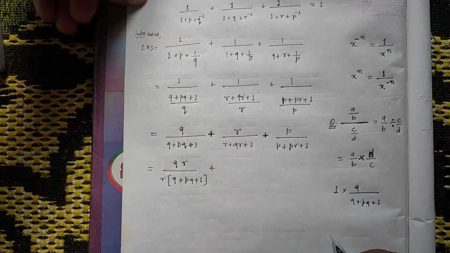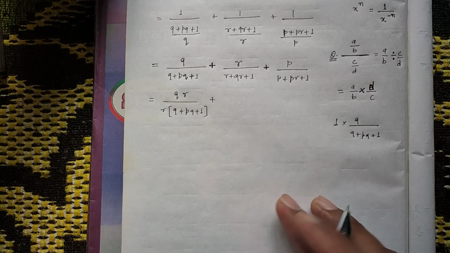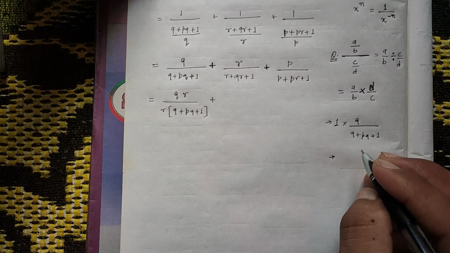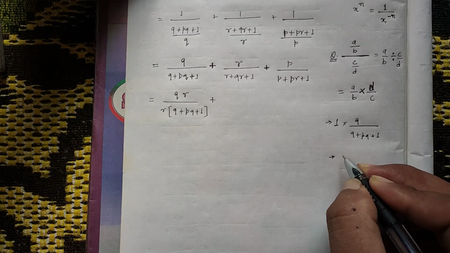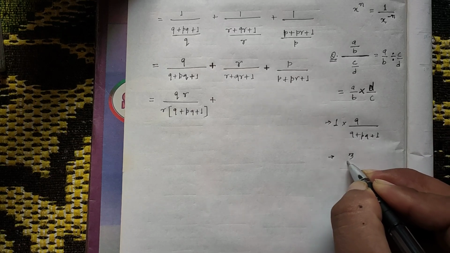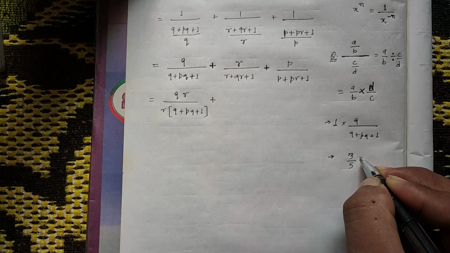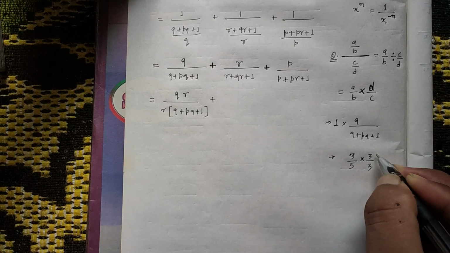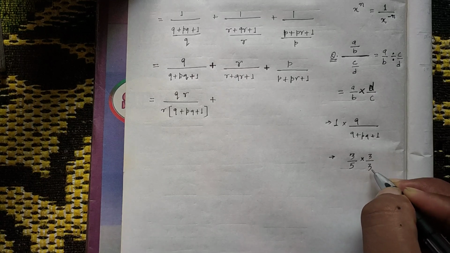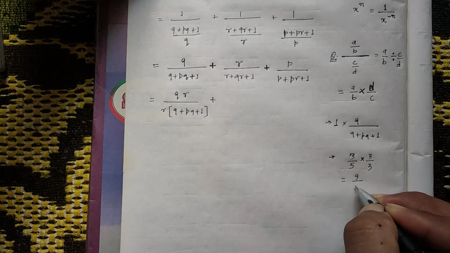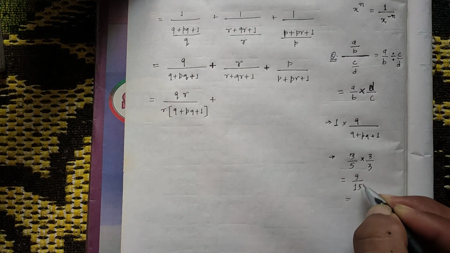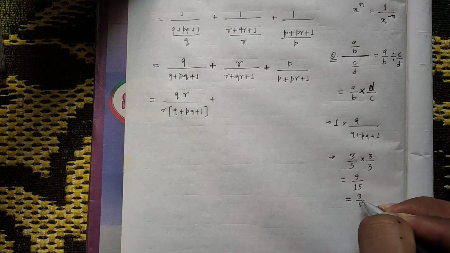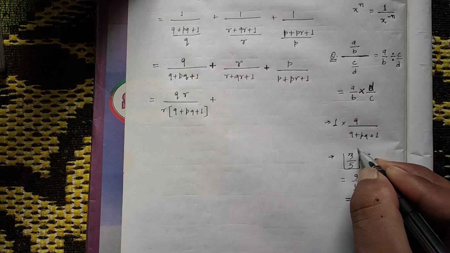Before writing the others, I want to focus on this: if you are multiplying and dividing by the same variable or a number, suppose this is 3 by 5, and you multiply and divide it by 3, it becomes 9 by 15. Again, if you cancel them, it becomes 3 by 5. So it remains as it is, as in the question. Our question is 3 by 5.